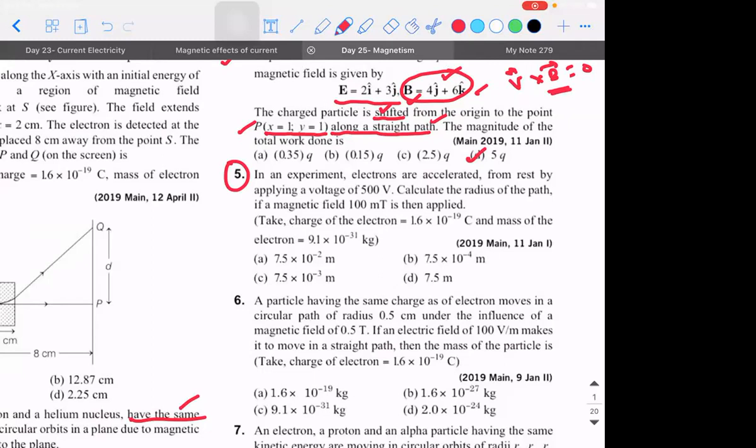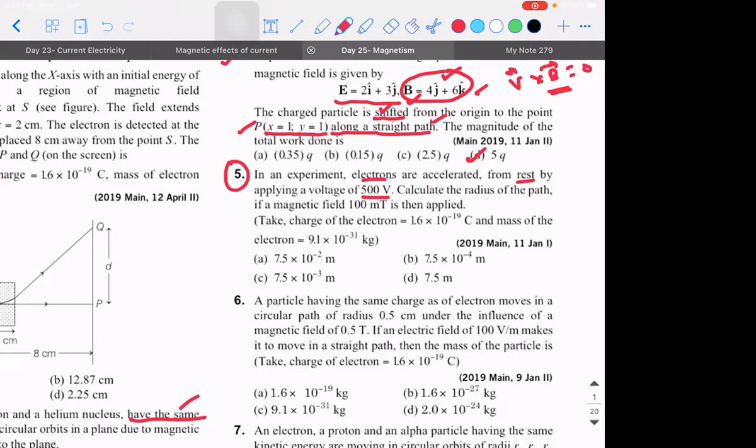The formula would apply the calculation, you do it later. I'm only concerned about the concept. Electrons are accelerated from rest, so the initial velocity is 0, by applying a voltage of 500 volt. They are electrons, so the charge is 1.6 into 10 power minus 19. Calculate the radius of the circular path.